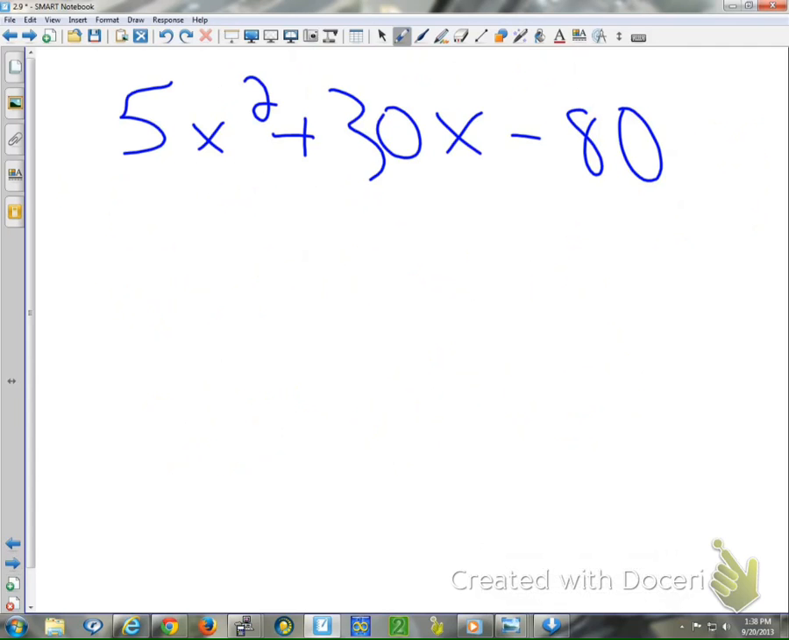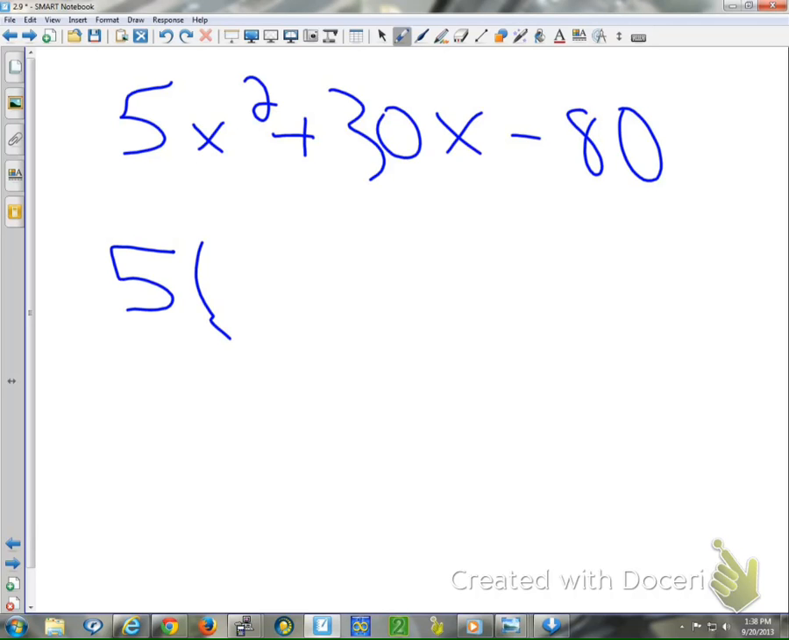Bryson, step one. Can I take anything out of this? Yes. What can I take out? 5. I think you're right. Let's take a 5 out. When I divide all 3 pieces by 5, I'll give somebody a moment to get it. If you could tell me what that would be when I took all 3 pieces divided by 5, I'd appreciate it.